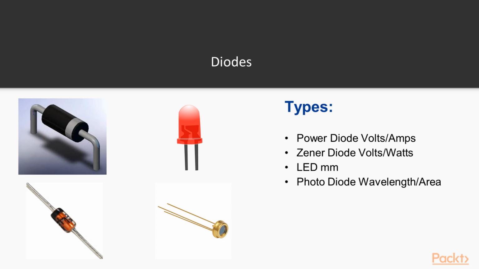The ratings are volts and amperes for a power diode. For a Zener diode, it's volts and watts, how much power it can carry. LED is generally in millimeters, and photodiode is in wavelength and area. Let's take a look at some applications.